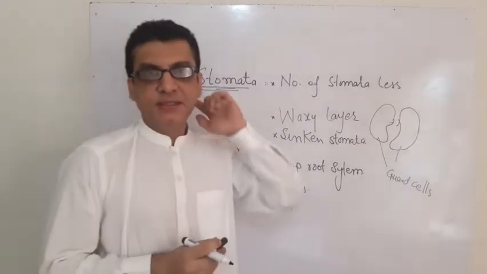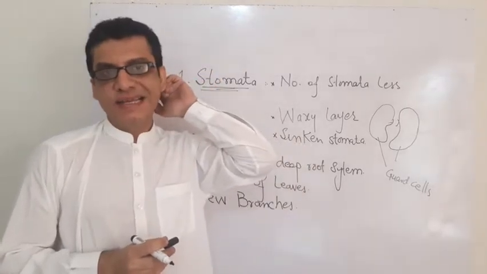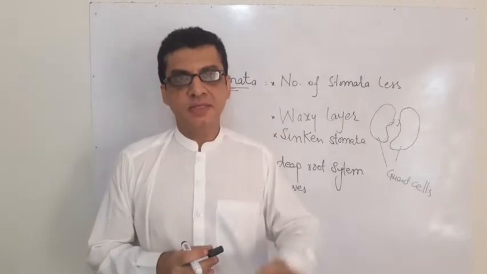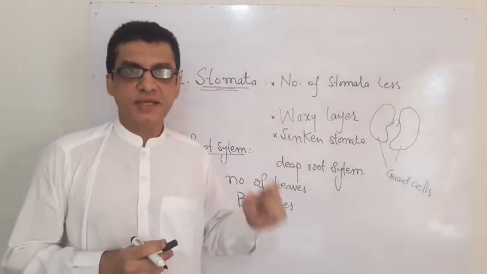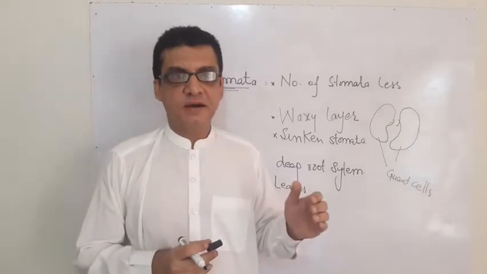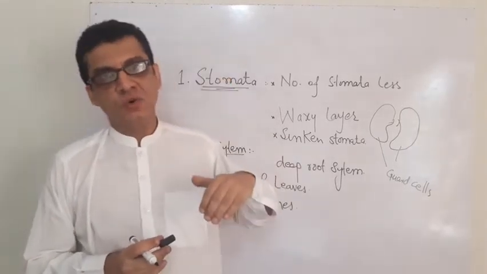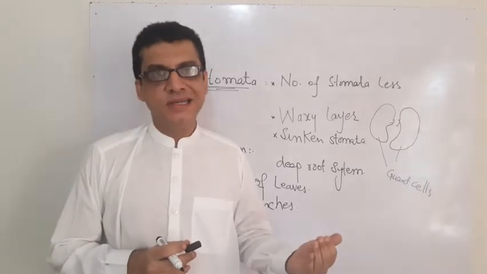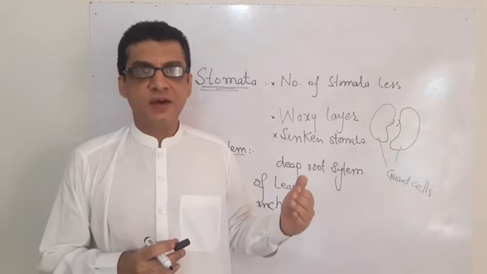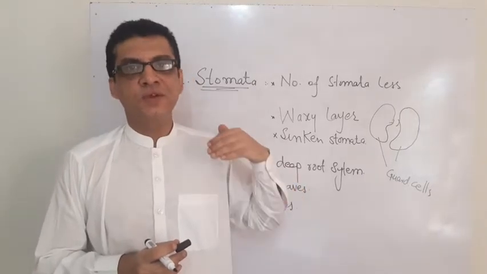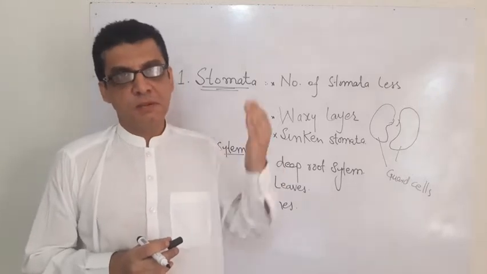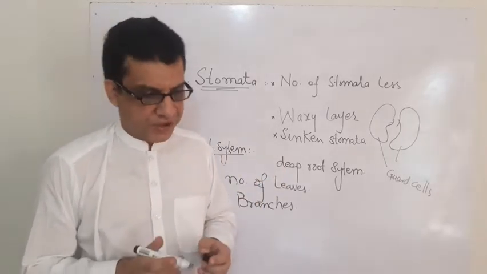The number of branches in these plants is very small. Sometimes there is only a single main stem or branch, like in the cactus. So if the number of branches decreases, the number of leaves will decrease, and less surface area will be exposed, and there will be less transpiration, less loss of water from the plant. So this was the next trait.